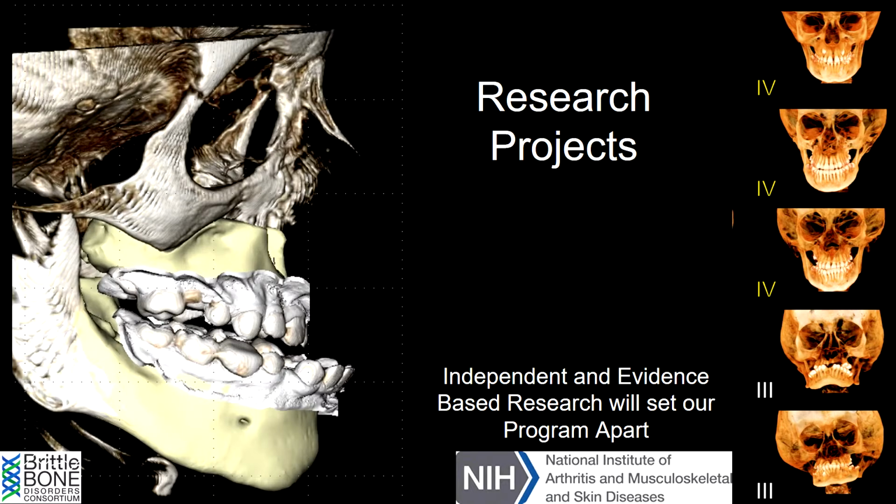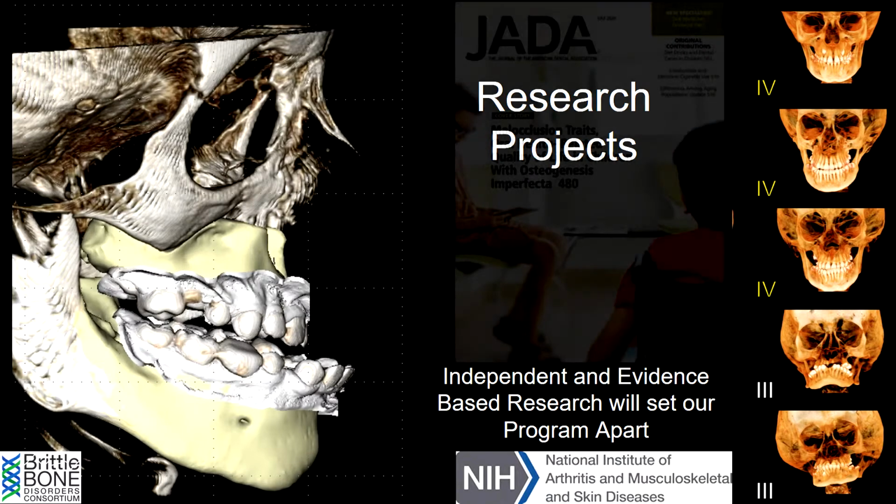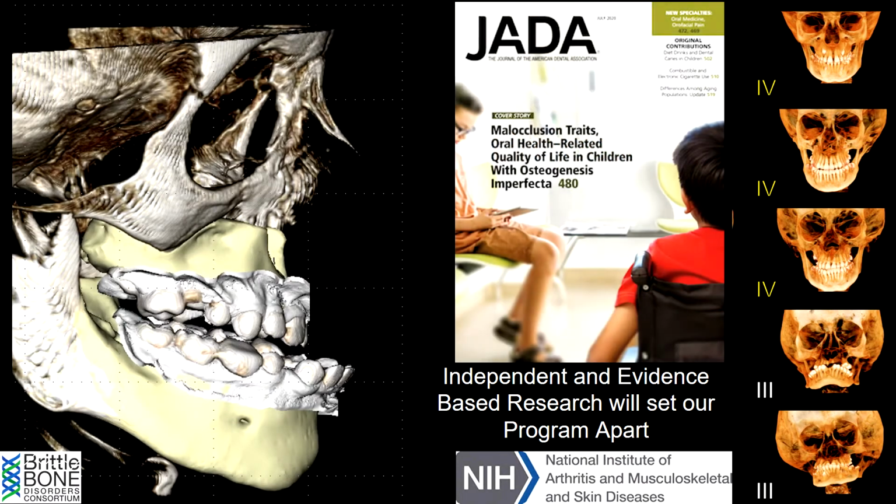On the right-hand side, it's a paper we published in the Journal of Bone and Mineral Research about variability in cone beams in osteogenesis imperfecta patients. And we're also pretty proud that we made the cover page of the JADA in July 2020 with one of my students on, again, osteogenesis imperfecta, and that's really a good thing for us at UMKC.